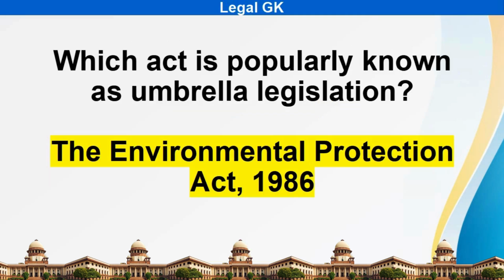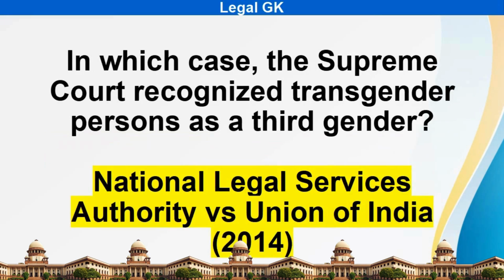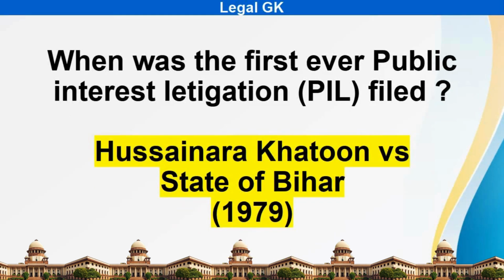Which act is popularly known as umbrella legislation? The Environmental Protection Act, 1986. In which case, the Supreme Court recognized transgender persons as a third gender? National Legal Services Authority vs. Union of India, 2014. When was the first ever public interest litigation filed? Hussainara Khatoon vs. State of Bihar, 1979.